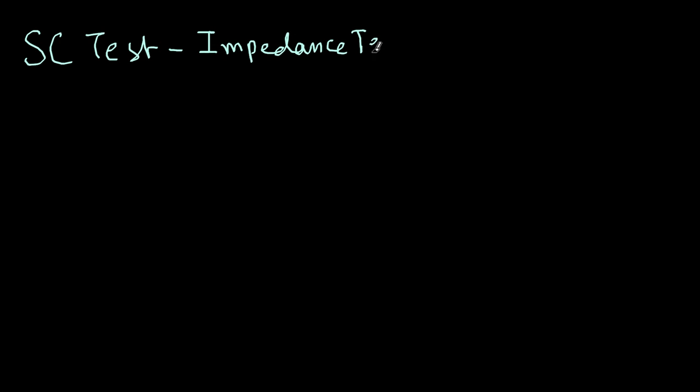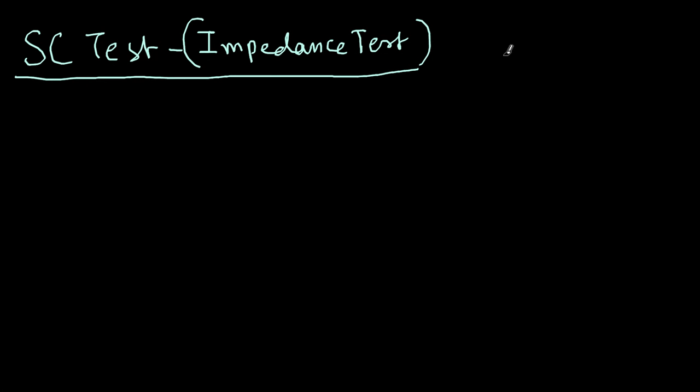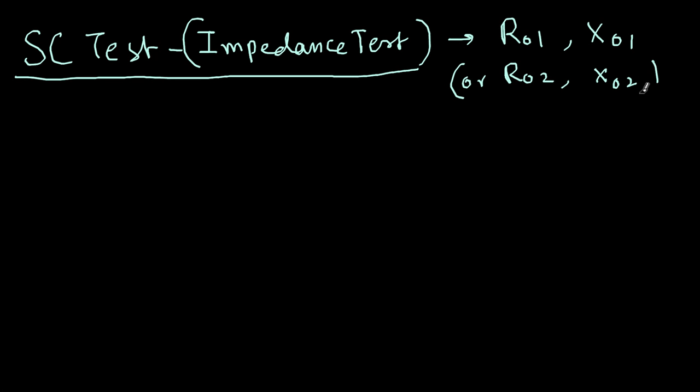Now we come to the short circuit test. This short circuit test is also called the impedance test. Why is it called the impedance test? Because we are doing this to know the impedance values. So R01 and X01 we can determine, or you can also say R02 and X02. It depends on which side you are doing the experiment.